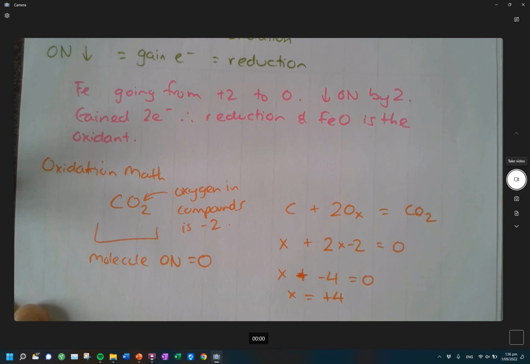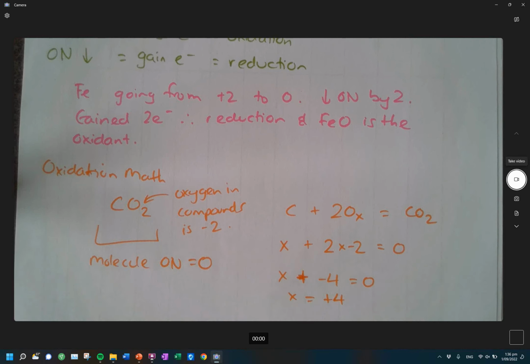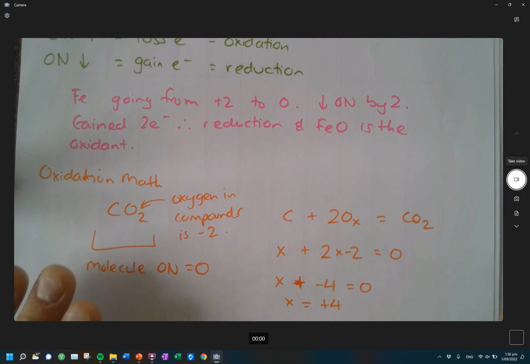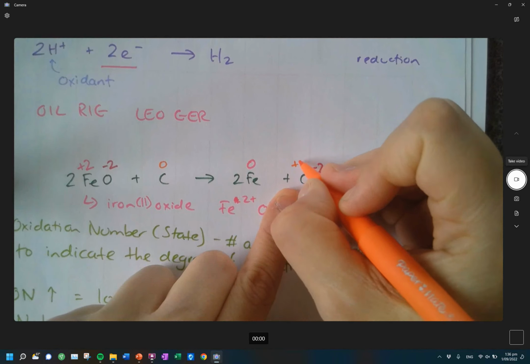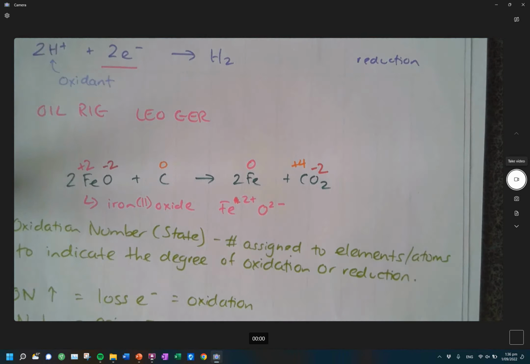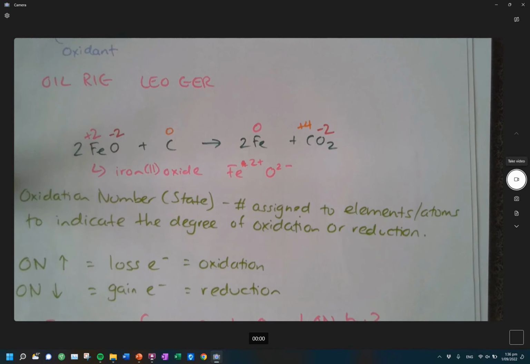Just algebra. Shall I repeat myself, Charlie? Do you want me to repeat myself? No. All right. Everybody else okay? All right, so the oxidation number of my carbon over here is +4. Are we okay?